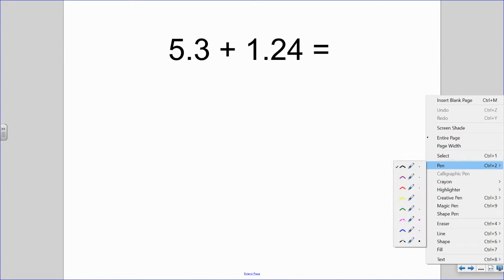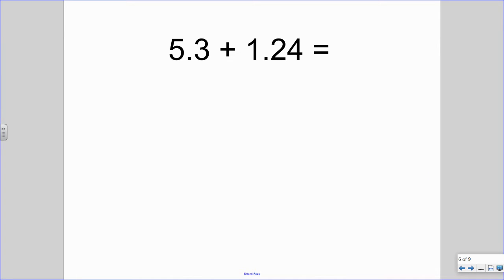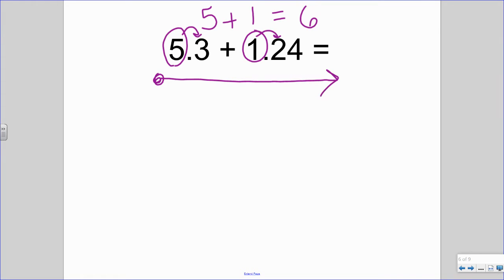I always recommend estimating first to kind of see about what your answer should be. So I know that 5 3/10 is going to be about 5. And I know that 1 24/100 is going to be about 1 when we're rounding to the nearest whole number. And so 5 plus 1 is 6. So when I get my final answer to adding 5 3/10 plus 1 24/100, my final answer should be about 6.